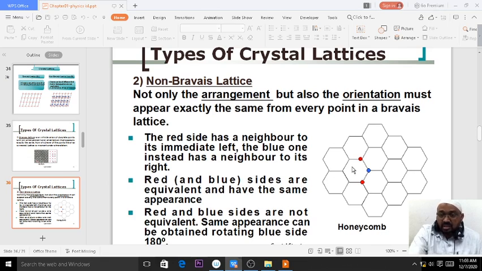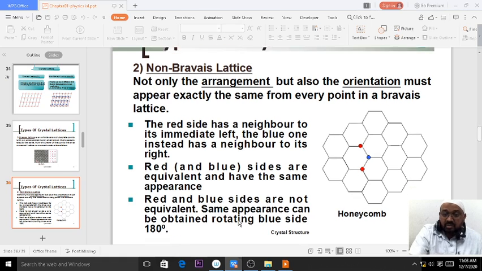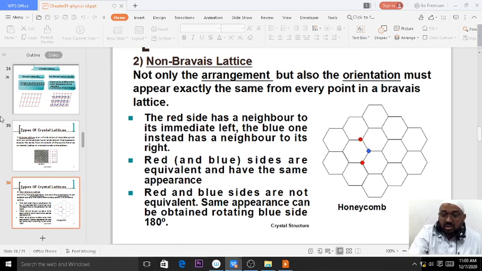You can see that the red color and the blue color have the same appearance of the pattern. Red and blue sides are not equivalent, but the same appearance can be obtained by rotating. We have taken the example of a honeycomb in order to understand the definition of non-Bravais lattices.